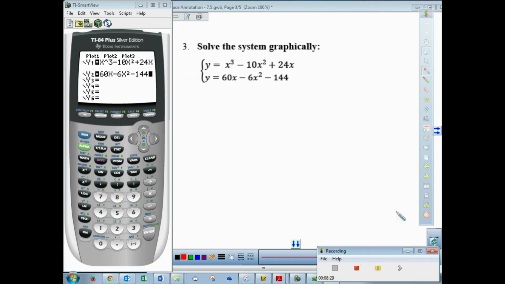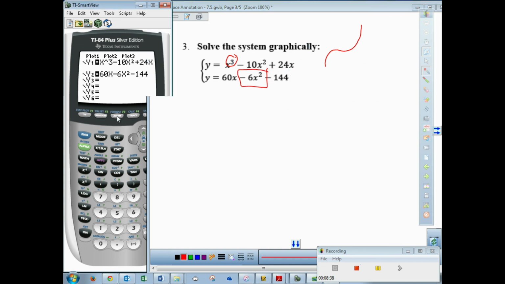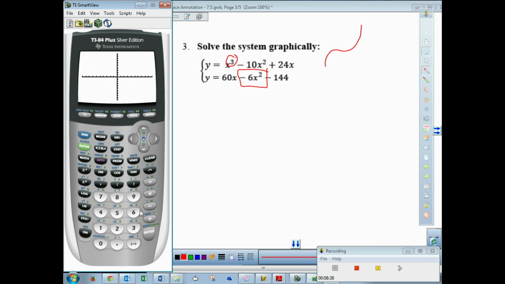Before I even try to zoom 6 it or anything like that, you should think before you graph. This is a cubic, correct? Which looks like a snake. Something like this, correct? This is a parabola. Can you tell me if this parabola should open up or open down? You're looking at that. Should he open up or open down? Should open down. So I should see something to the sorts when I graph that. Let's zoom 6 and see what happens.